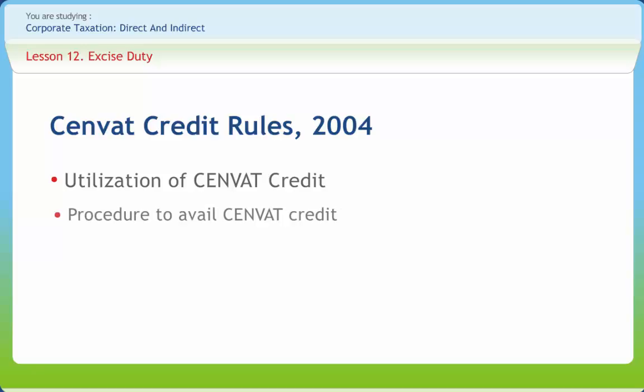The main procedures to avail CENVAT credit are: maintaining records of inputs and capital goods, maintaining records of credit received and utilized, submitting returns of details of CENVAT credit availed, principal inputs and utilization of principal inputs, and returns by dealer or service provider or input service distributor.